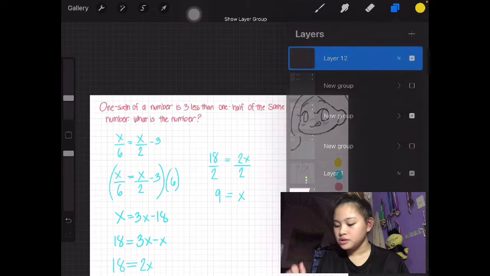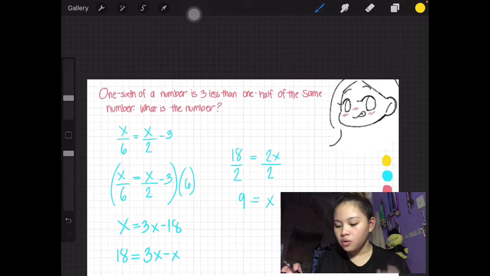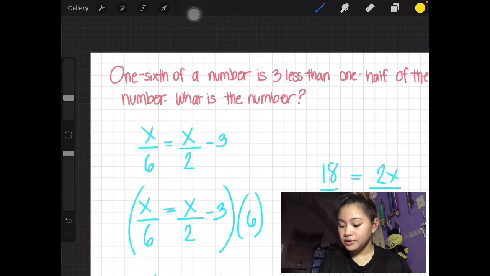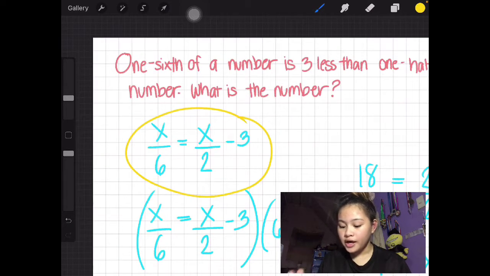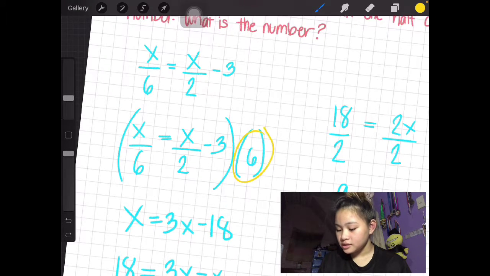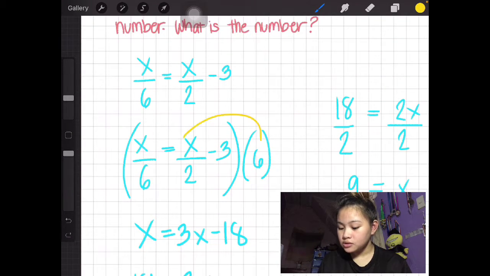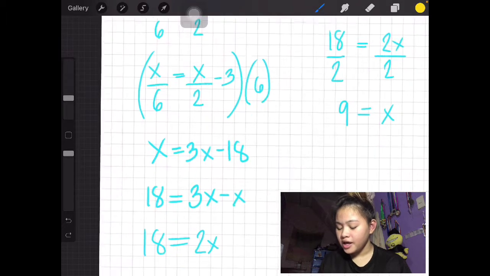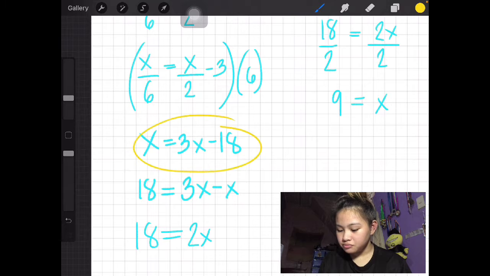For question 5. 1/6 of a number is 3 less than 1/2 of the same number. What is the number? In numerical form, this is what the question meant: x over 6 equals x over 2 minus 3. So we got that. And then first, we need to find the LCD of these two. So what we got is 6. After that, we're going to multiply 6 to the inside of the parenthesis. So we multiply that, and after, we got this.